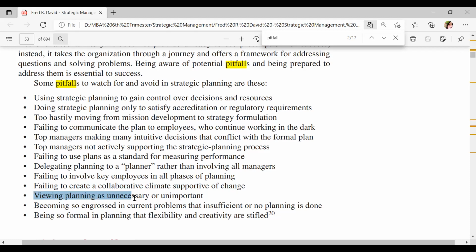Viewing planning as unnecessary or unimportant. Becoming so engrossed in current problems that insufficient or no planning is done. Being so formal in planning that flexibility and creativity are stifled.